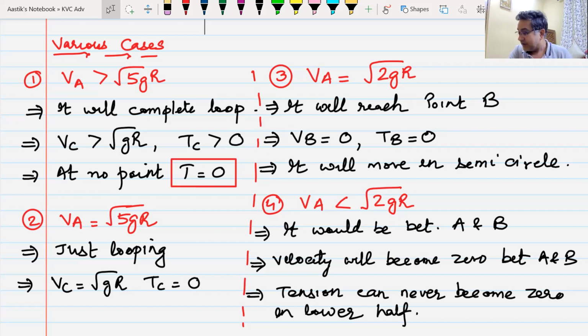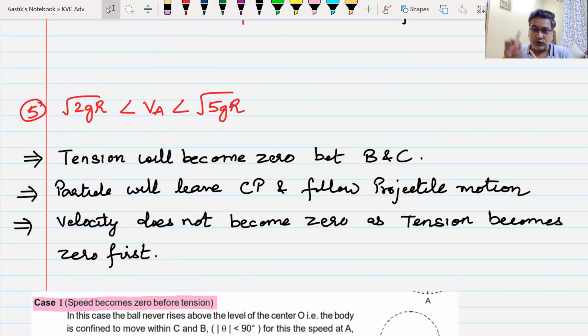Yes, sir. Then the last case that remains is when the velocity is in between root 2GR and root 5GR. In that case, tension will become 0 at some point and the body will follow projectile motion. Do we understand this? This was the case of a body not confined to a circular path. We remember everything now? Got this?